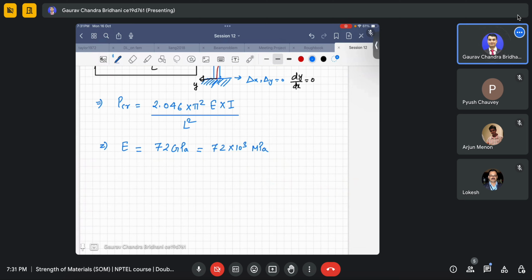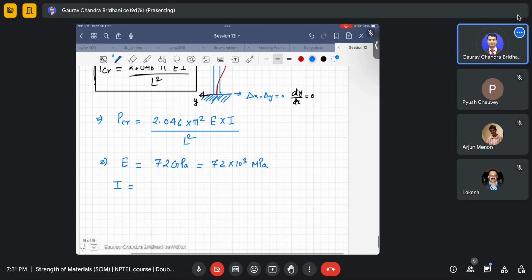Correct. Then I. How is I defined for a section like this? Here you have t, which is the thickness, and D is the outer diameter, which is given as 100 mm. So it will be 1 by 64 pi d.